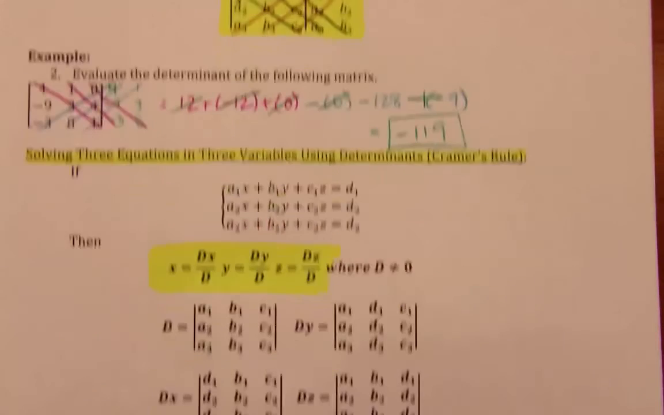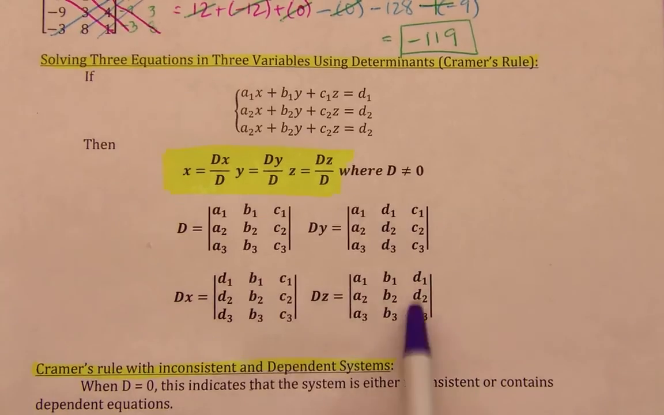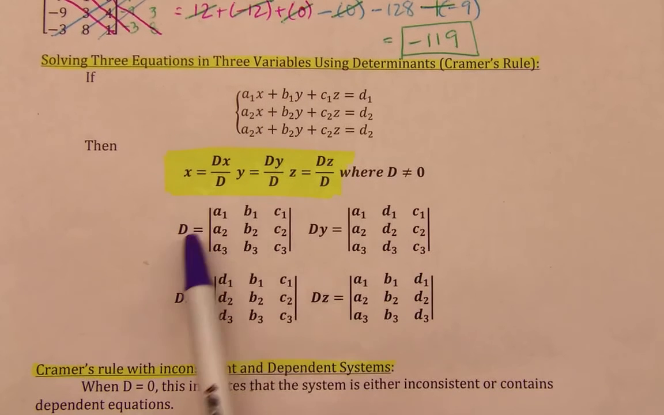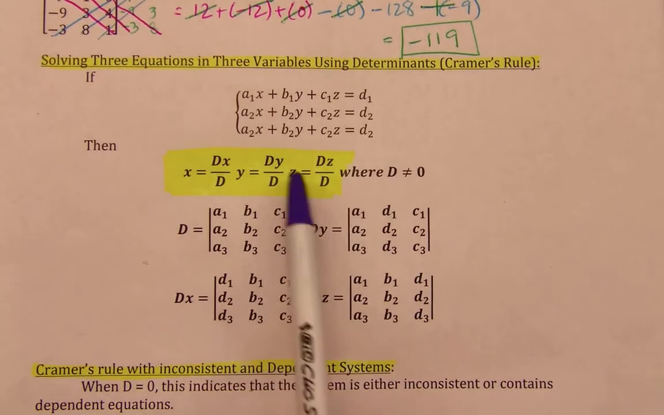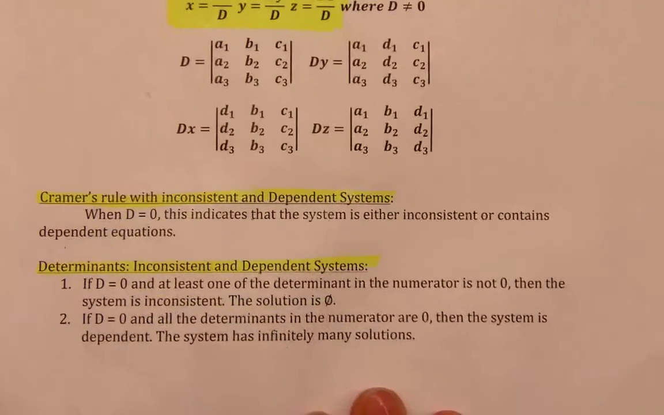Now what about using Cramer's rule for a 3 by 3 determinant? Well, it's very similar. We're going to find these 4 determinants, and then x is dx over d, y is dy over d, and z is dz over d. So we can go ahead and go through the same process there, but before we do that, let's point out a couple things here.